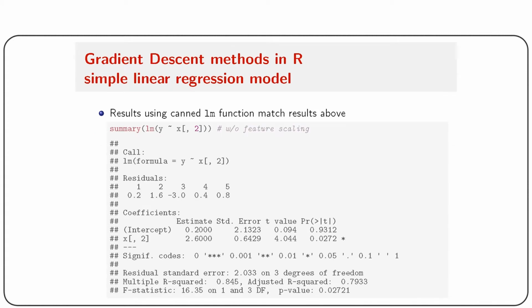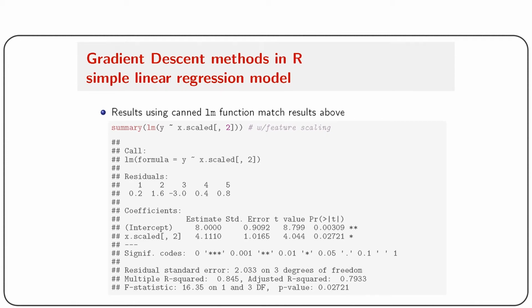We can simply fit the linear model to compare. We use the lm function first for the unscaled variable, and these are the results of the unscaled data with lm: the x estimate is around 2.6 and the intercept is 0.2. So beta is 2.6, alpha is 0.20. Again for the scaled values, the intercept is 8 and the beta value is 4.11.